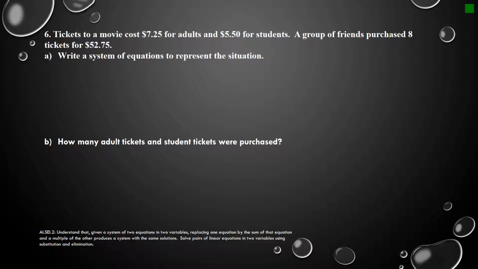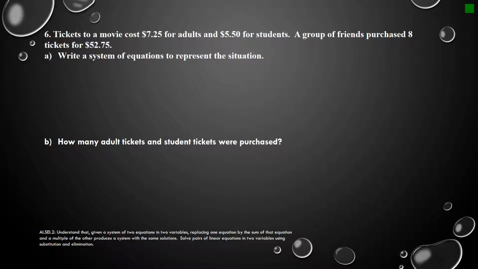Tickets to a movie cost $7.25 for adults and $5.50 for students. So can you picture it? Standing in the movie line, there are some adults and there are some students. Every student is going to pay $5.50. Let's be honest, their parents are paying $5.50. Every adult is paying $7.25. Some friends full of students and adults purchased 8 tickets for $52.75. Write a system of equations to represent the situation.